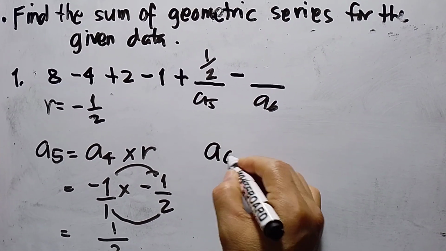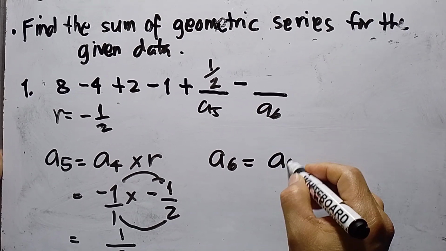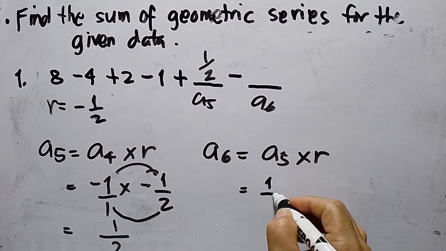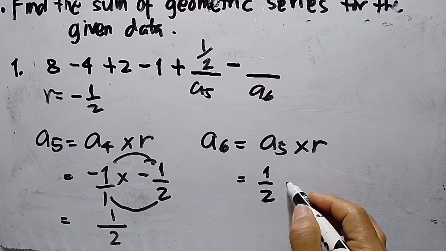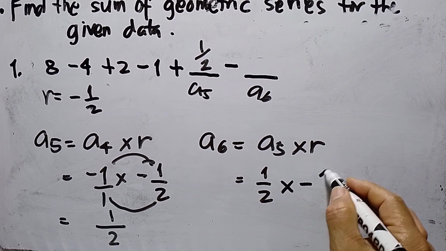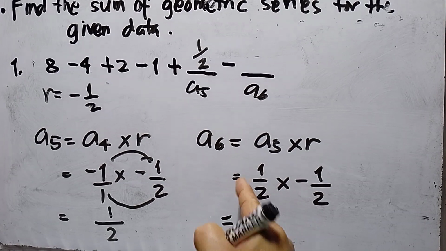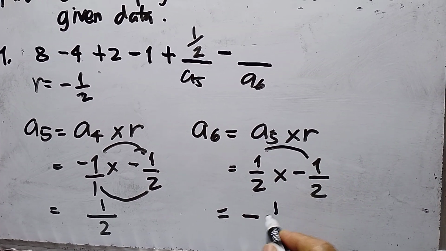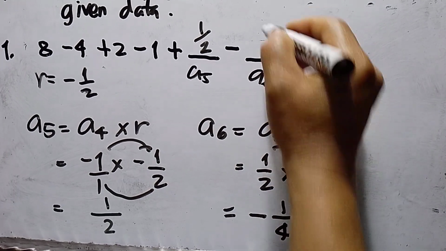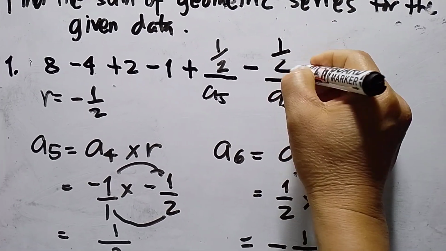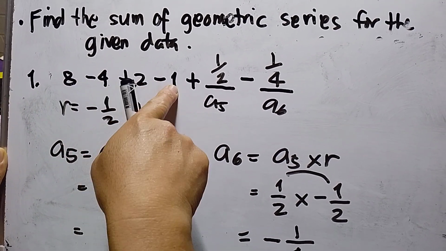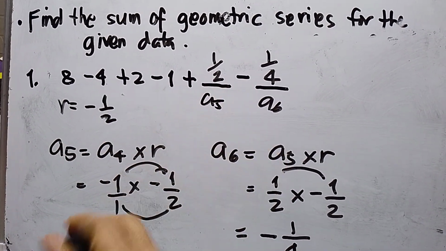How about A6? A6 is equal to A5 times R. So A5 is 1 over 2 times negative 1 over 2. So positive times negative is negative. So 1, 2 times 2 is 4. So this will be negative 1 over 4. So correct. Positive, negative, positive, negative, positive, then the last is negative.